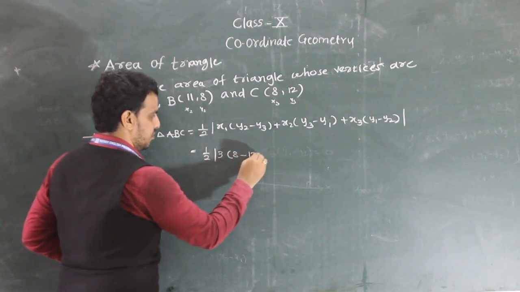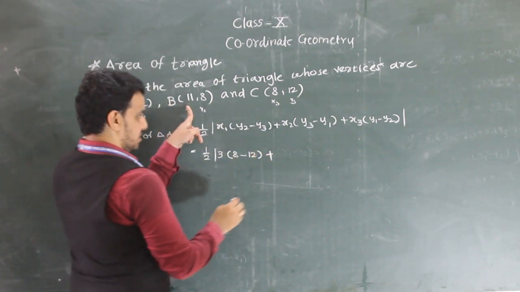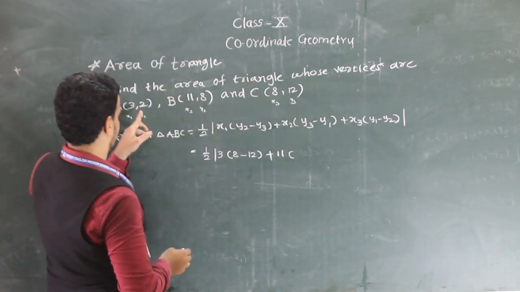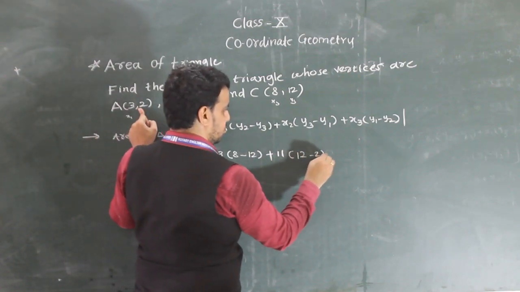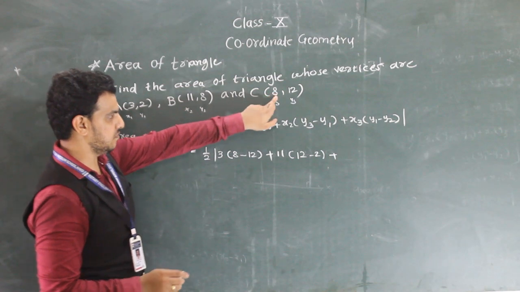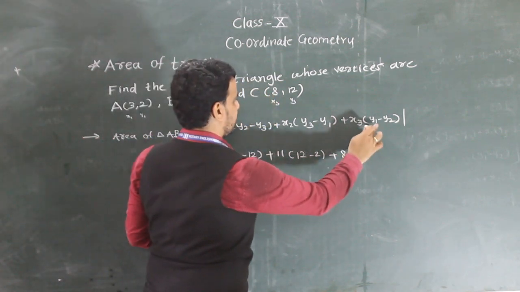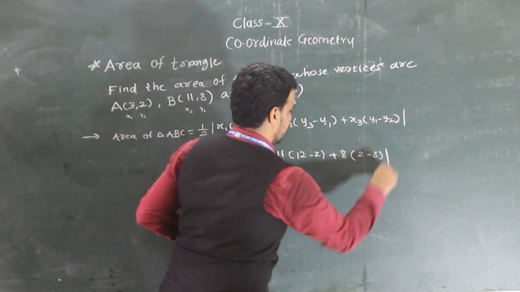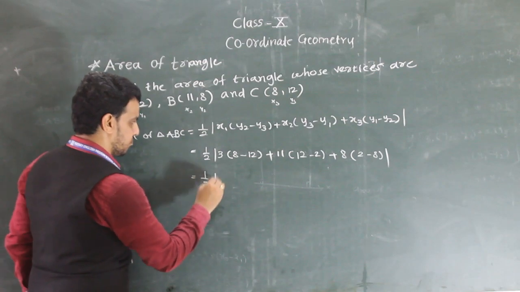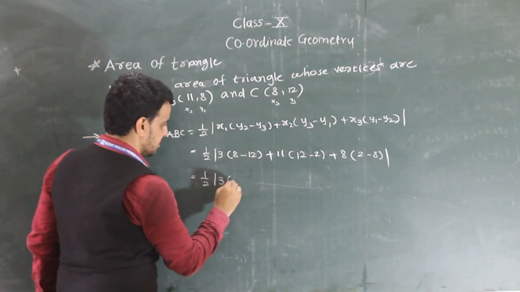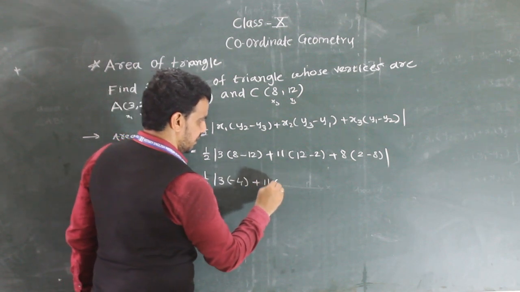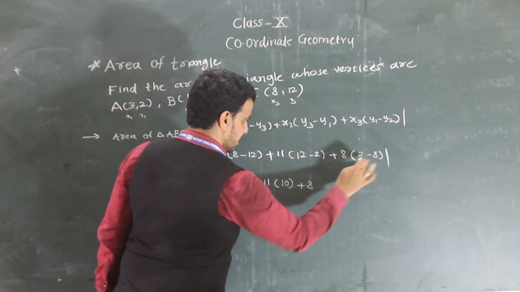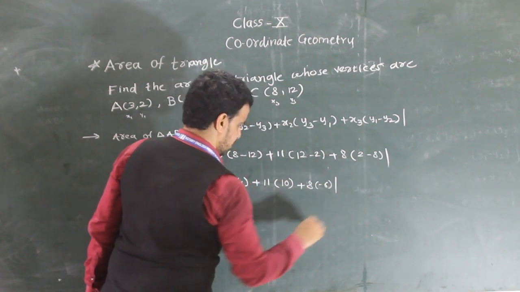So 8 minus 12 plus x2 is 11, so 11 into y3 minus y1. So y3 is 12, y1 is 2, 12 minus 2, plus x3, that is 8 into y1 minus y2. So y1 is 2, y2 is 8, so 2 minus 8. So half into mod of 3 into 8 minus 12, that is minus 4, plus 11 into 12 minus 2, that is 10, plus 8 into 2 minus 8, that is minus 6.